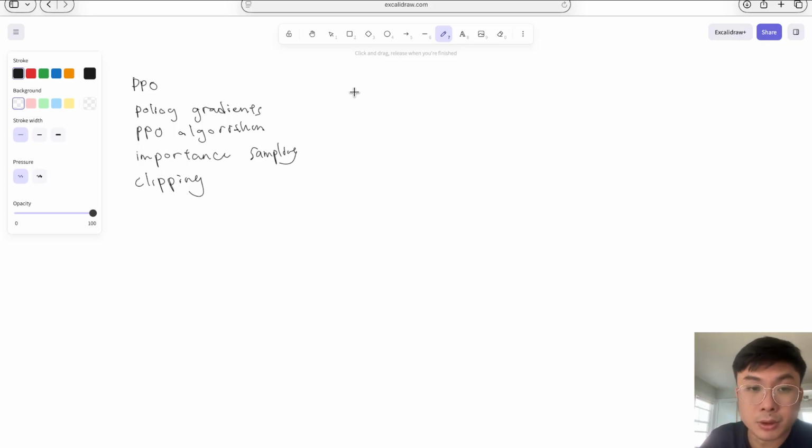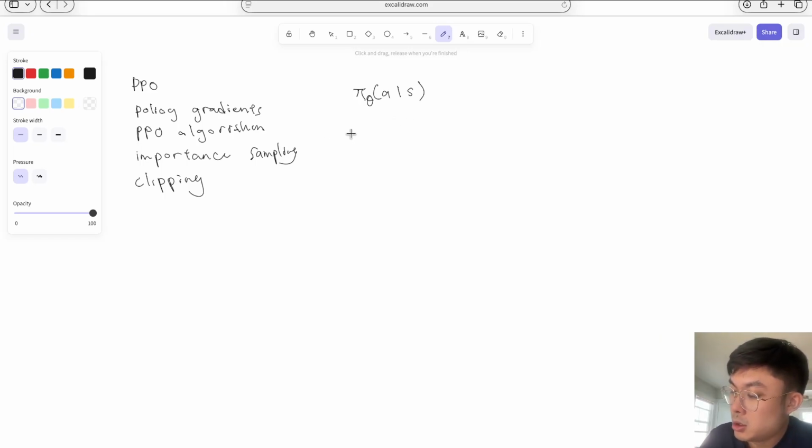So what exactly is the policy? The policy decides what actions we take given a particular state. And we want to train this policy, right? The way that we can do this is through stochastic gradient ascent, and therefore we need the policy gradient.